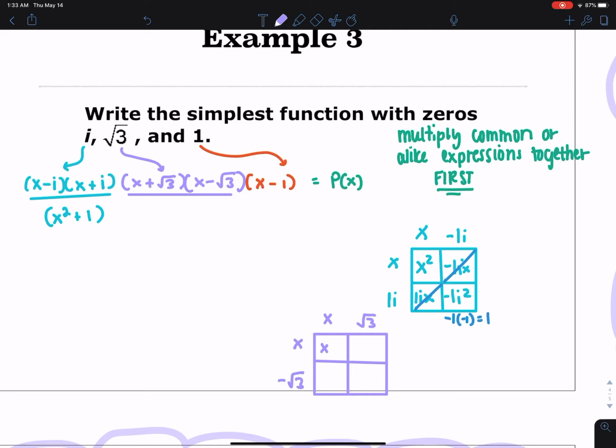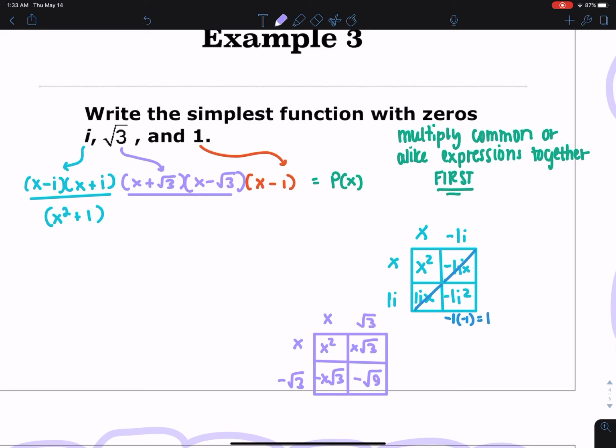It's going to give us x squared. It's going to give us x times the square root of 3. It's going to give us negative x times the square root of 3. And it's going to give us a negative square root of 9. So you multiply the outsides first. Negative 1 times negative 1 is negative 1. And then you multiply the insides when you multiply two radicals together. 3 times 3 is going to give us 9. So the square root of 9 is just going to give us plain old 3.